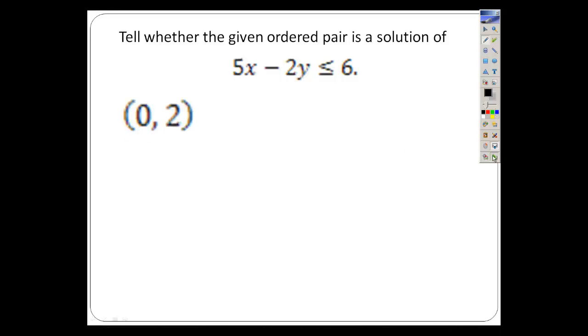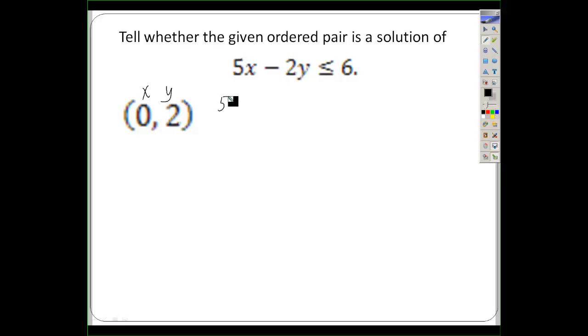Okay. What about the point 0, 2? We're using the same equation, same directions. We just need to know if it's a solution or not. So we're going to say this is x and this is y. Plug in some numbers. 0 minus 4 is less than or equal to 6. So negative 4 is less than or equal to 6. This is true. So yes, this would be a solution to this inequality.